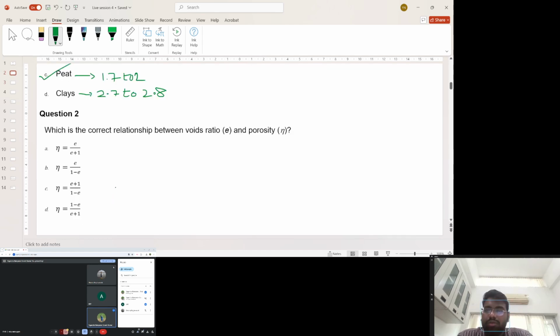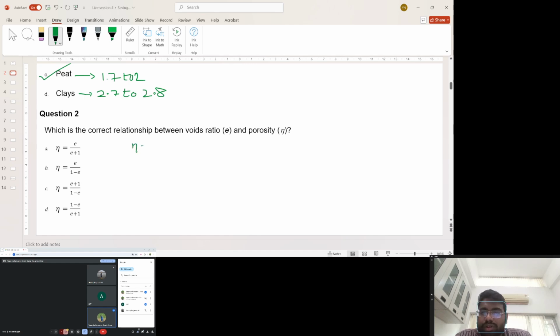Yeah. So coming to the next question, which is the correct relationship between void ratio and porosity? So which of the following is the correct relationship between void ratio and porosity? Option B, I think. Option B. Yeah. Okay. So let us derive this, for understanding.